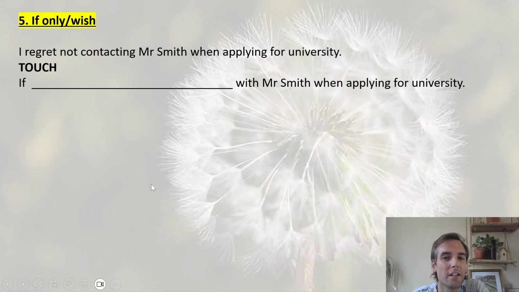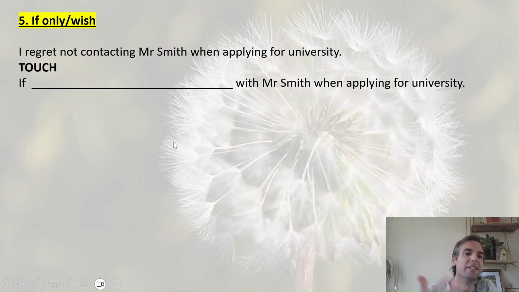Moving on, slightly similar one, the if only or the wishes. So again, we're talking about things that you want to happen, but maybe didn't happen. For example, I regret not contacting Mr. Smith when applying for university. I didn't contact this fictional teacher. And then the sentence is if, well, you probably know this because it's in the title, but imagine the title wasn't there. It's a little bit more difficult. You need to know if only is one of these expressions for regret, and you need to know it because it's not there. It's just a blank.